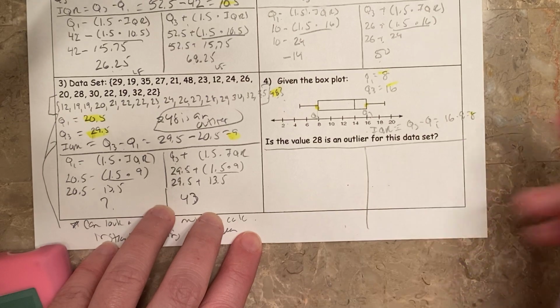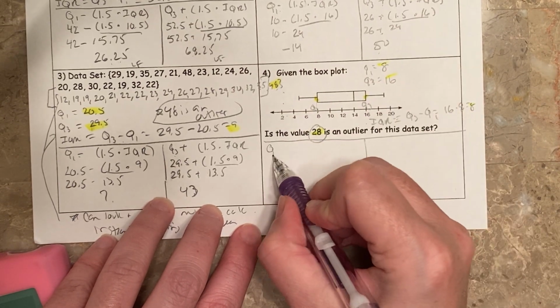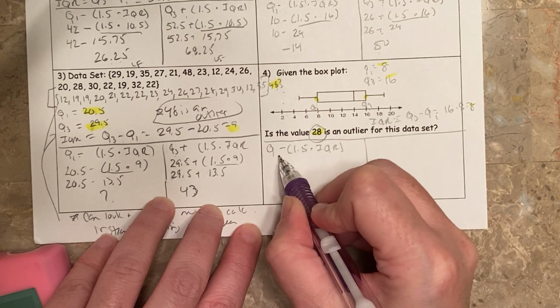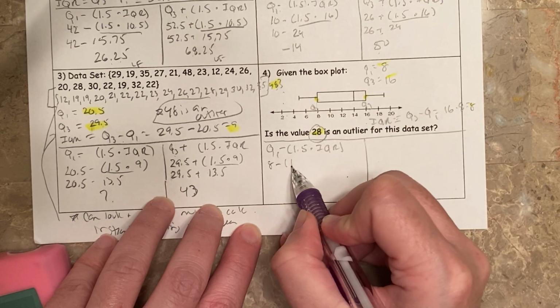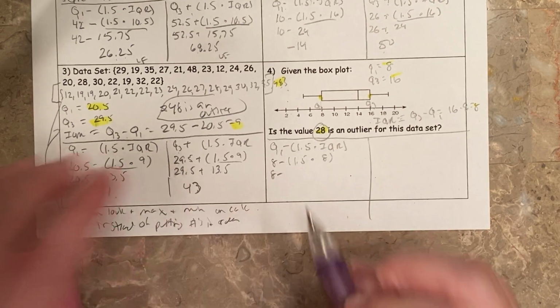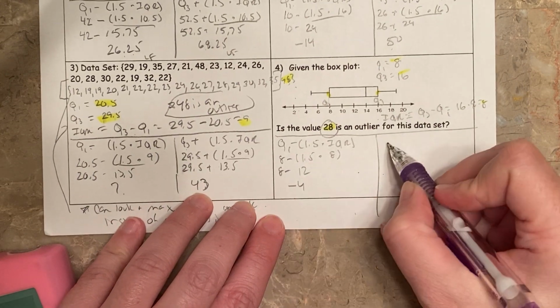And this also asks us if a specific number is an outlier. So Q1 minus 1.5 times IQR. Q1 was 8, so 8 minus 1.5 times, what's my IQR? Oh, also 8. 1.5 times 8 is 12. Yep, and 8 minus 12 is negative 4.